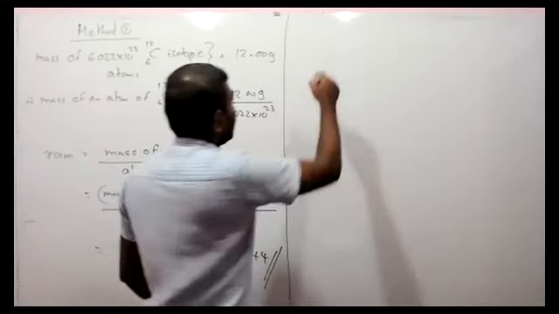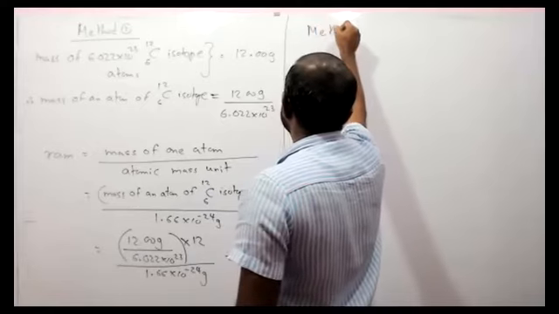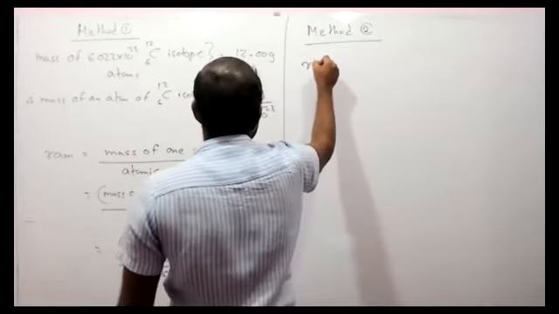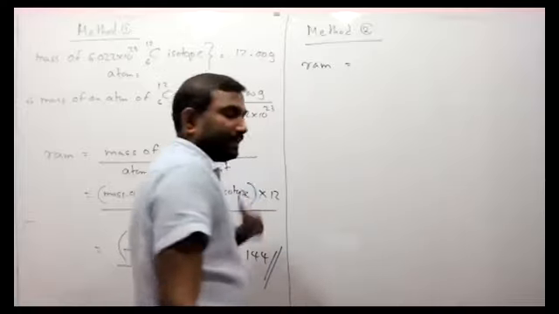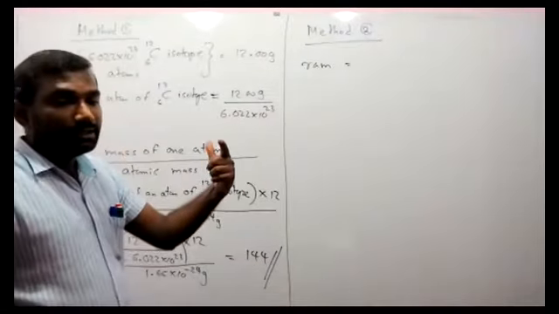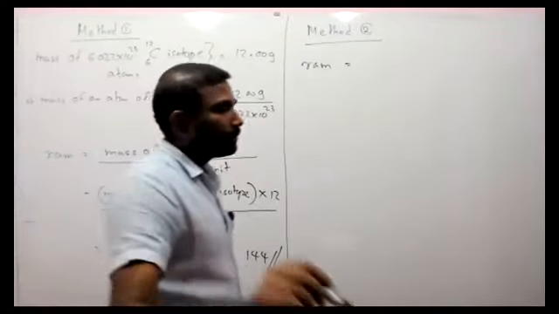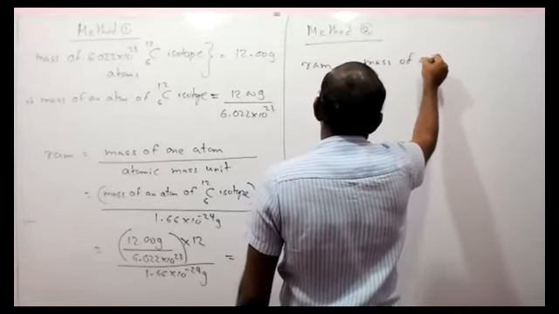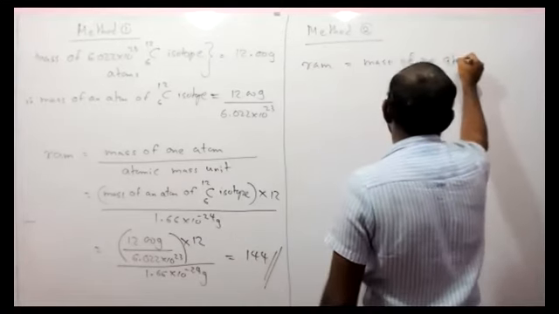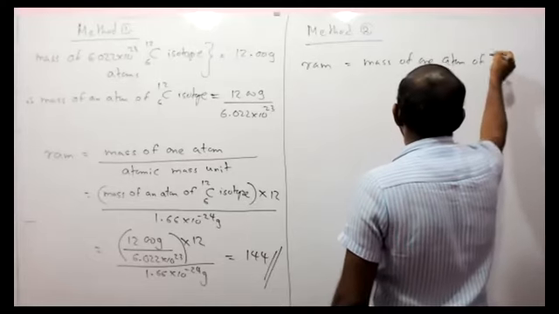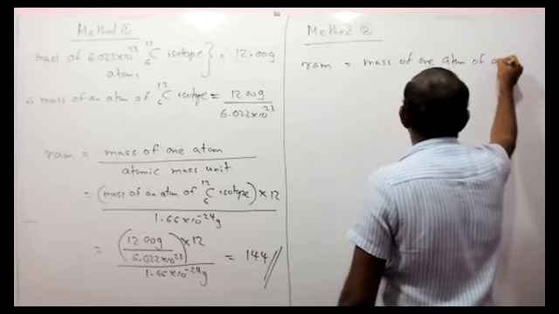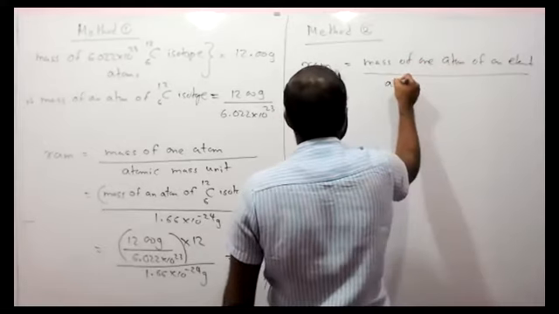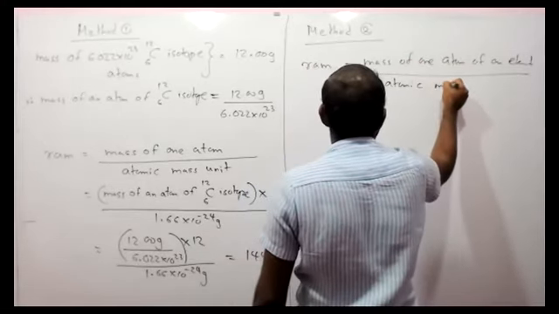We know that method 2, method 3 is also there, but I will do it from 2 methods. Relative atomic mass, look at the board now. When I am teaching, look at the board and understand it. I will give you time to copy down, don't worry, okay? Relative atomic mass will equal the mass of one atom of an element divided by the atomic mass unit.